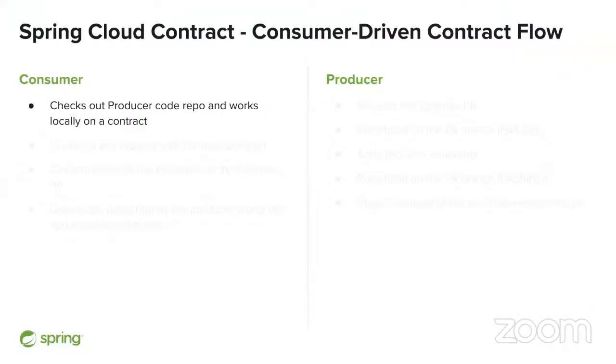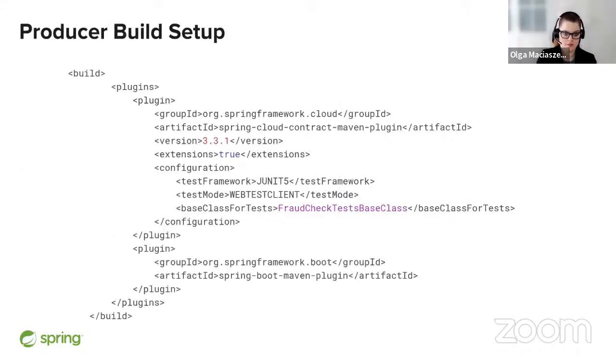So let's see how we can do consumer-driven contracts flow using Spring Cloud Contract. We have these two repositories. We have two teams. We have our consumer team that has this consumer app. It is sending requests to another app, the producer app. And the consumer team would like something to be added to the API. So they are starting to work on what we call a contract.